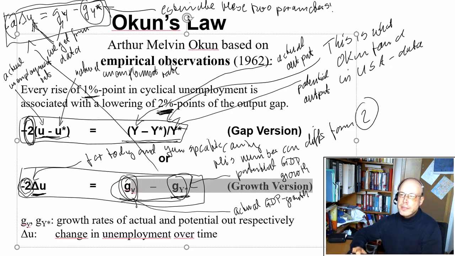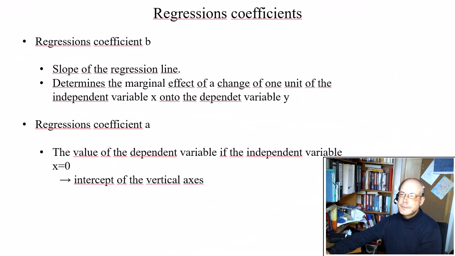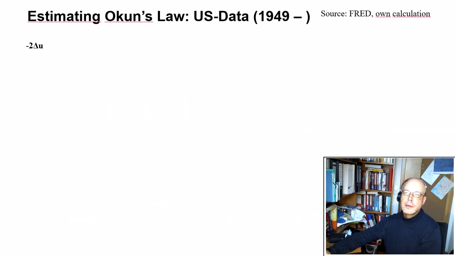Because if we are looking at the growth version of Okun's law, so the dependence between unemployment and real GDP growth, then we see that we also just have within here a linear, hypothetical linear dependence between our two variables.